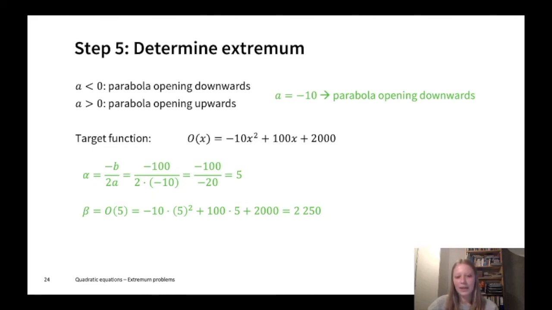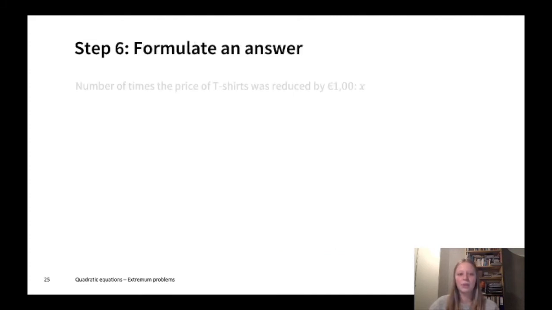So now what have we found? We have found that the value of x is 5. And like we said, x is the number of times the price of a t-shirt was reduced by €1. So we know that the number of times is actually 5. Beta is then the maximum revenue. So now let's formulate an answer. The number of times the price of the t-shirt was reduced by €1 was represented with x, and we found that x is 5.